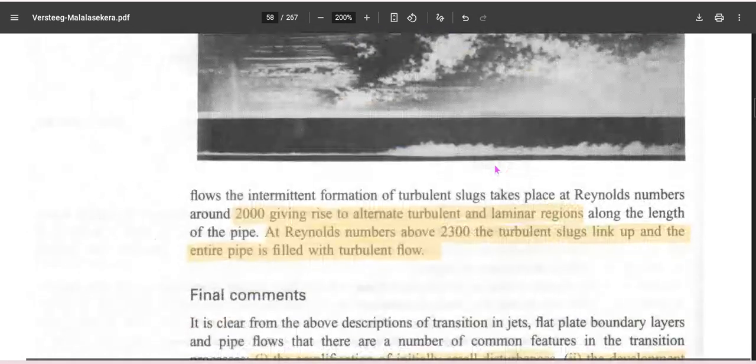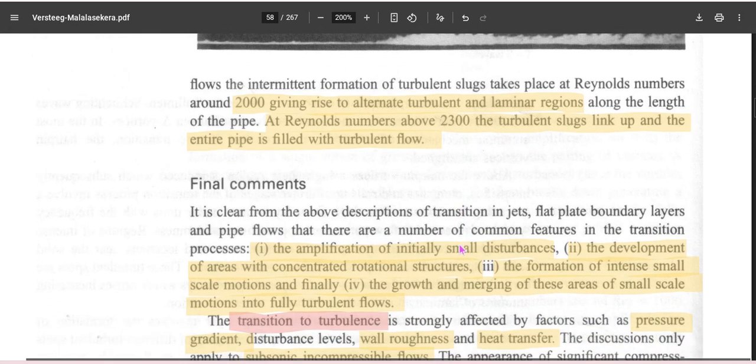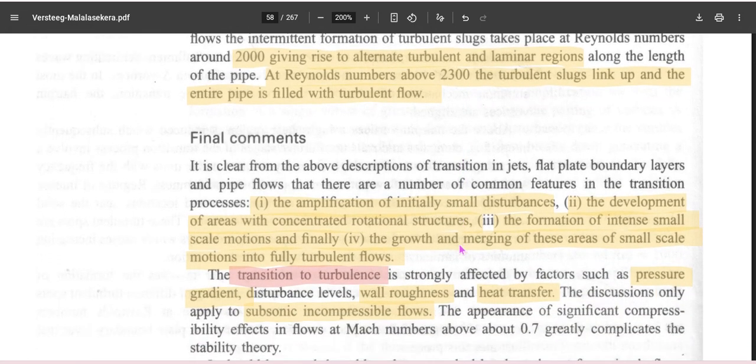So there will be an alternation of laminar and turbulent flow around a Reynolds number of 2000. But once the Reynolds number crosses 2000, there will be a mixing of the slugs of turbulent flow, and this mixing causes a fully turbulent flow in the pipe region.